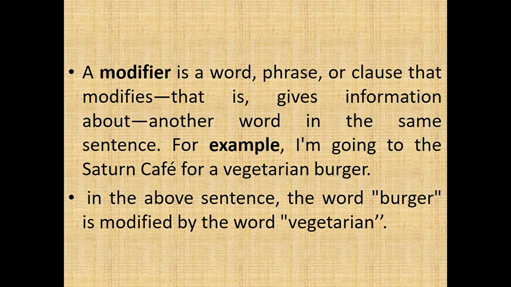Please follow. A modifier is a word, phrase, or clause that modifies, that is, gives information about another word in the same sentence. For example, I am going to the Satan Cafe for a vegetarian burger. In the above sentence, you see the word burger is modified by the word vegetarian.